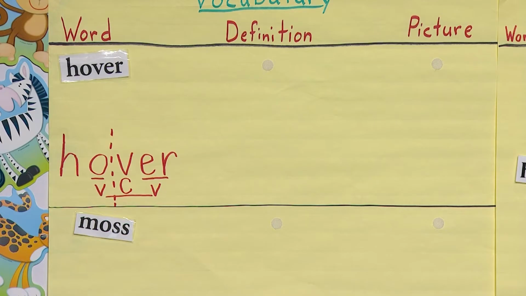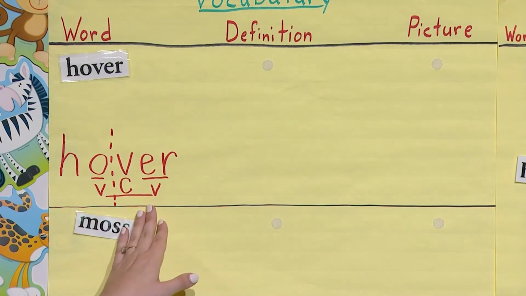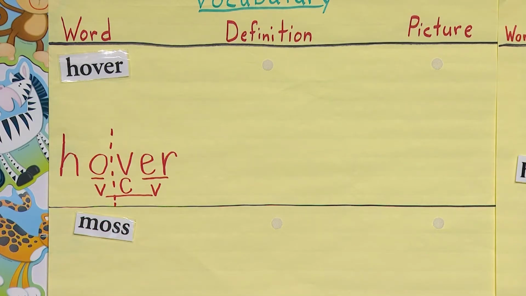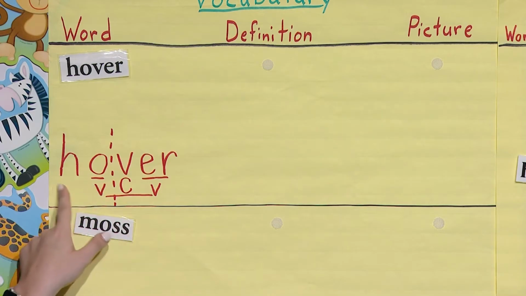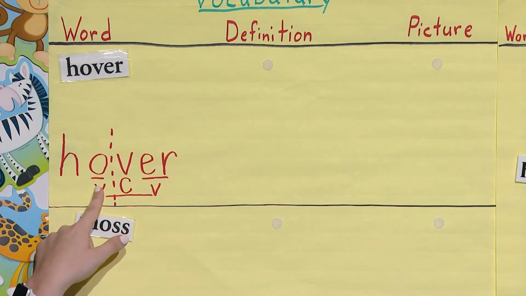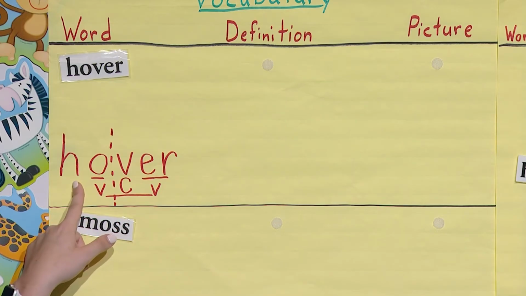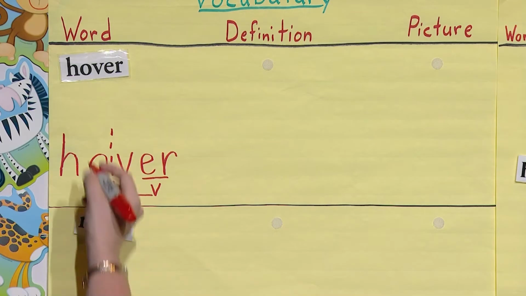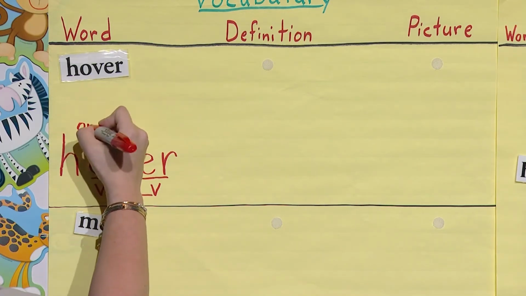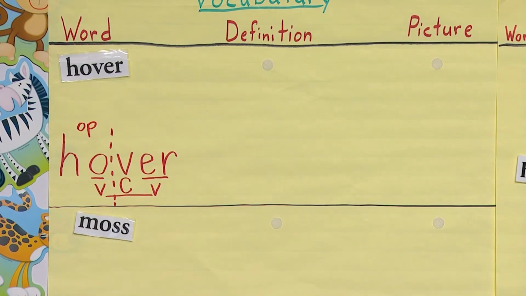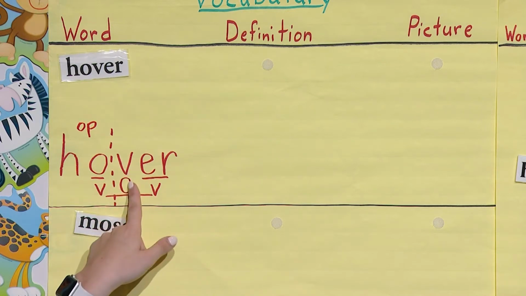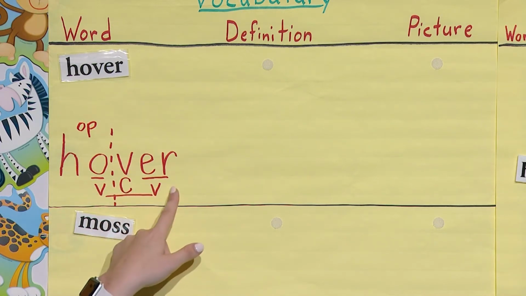Good. So now that we've divided our word, we need to label each syllable and blend the word. Boys and girls, can you tell me what type of syllable this is? Great job. The first syllable, H-O, is open because it ends in a single vowel, and the vowel will make a long sound. Can you all tell Miss Chelsea what the second syllable of our word is?